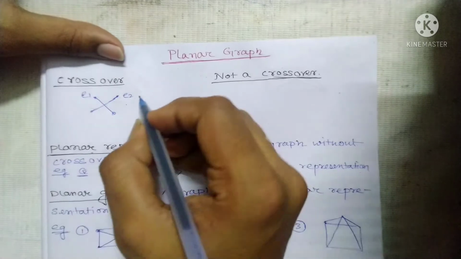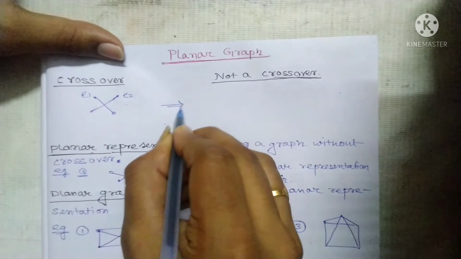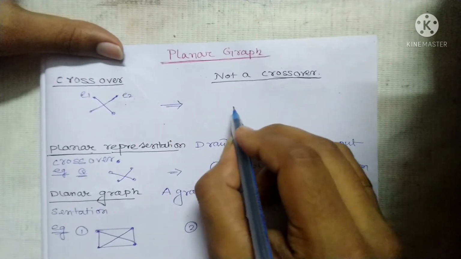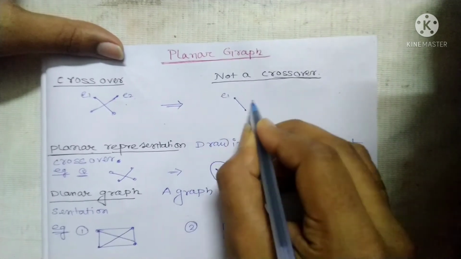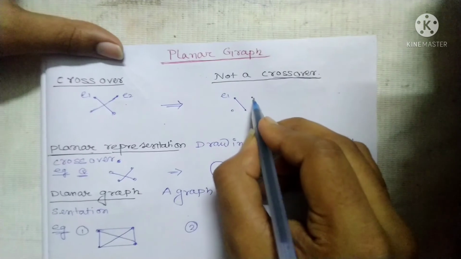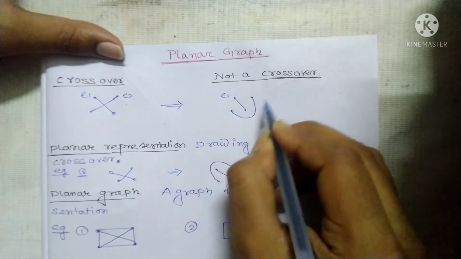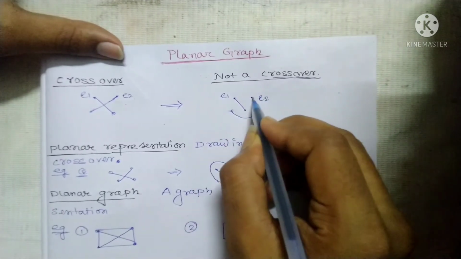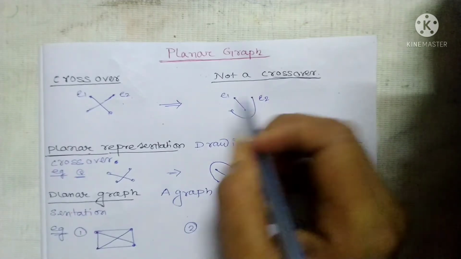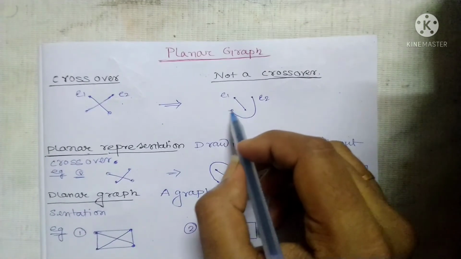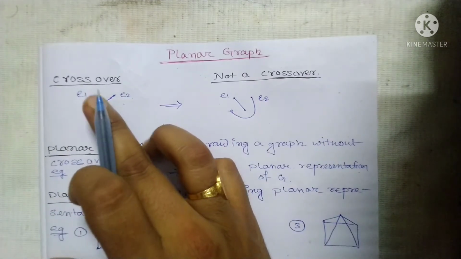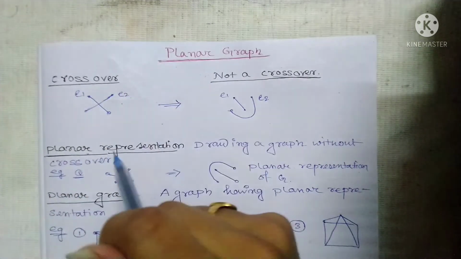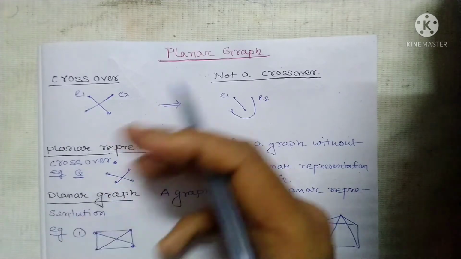And when we draw this same thing without a crossover, let's see how we can do that. We can take E1 as it is, and we'll take this vertex and draw E2 like this. It has the same properties that this graph has, but this graph doesn't contain any crossover, but this one contains a crossover. So we can remove the crossover by drawing the graph differently.